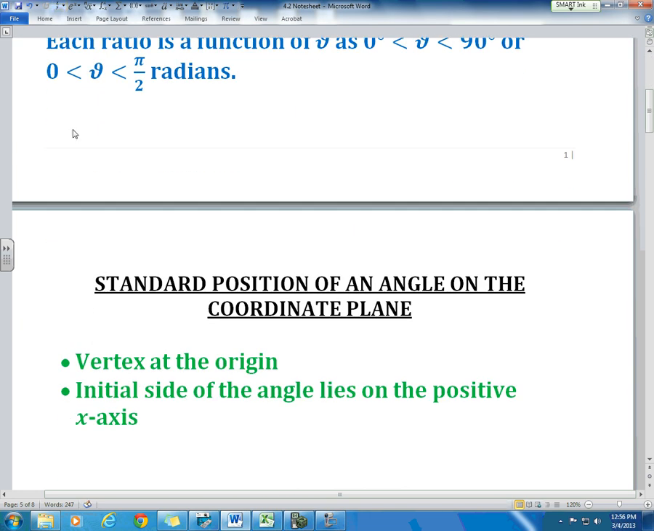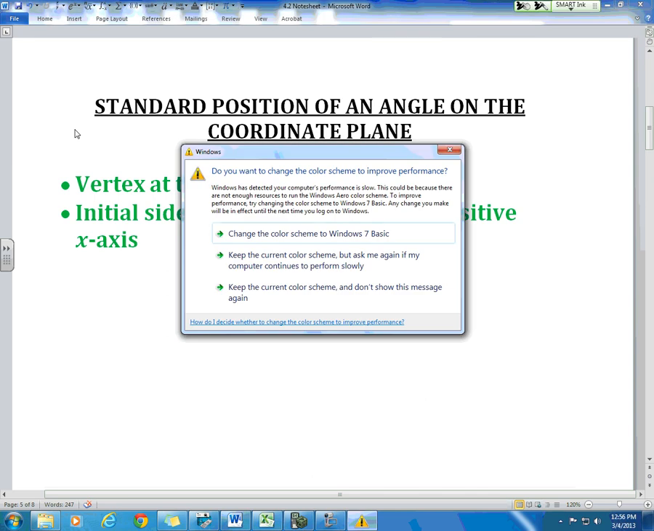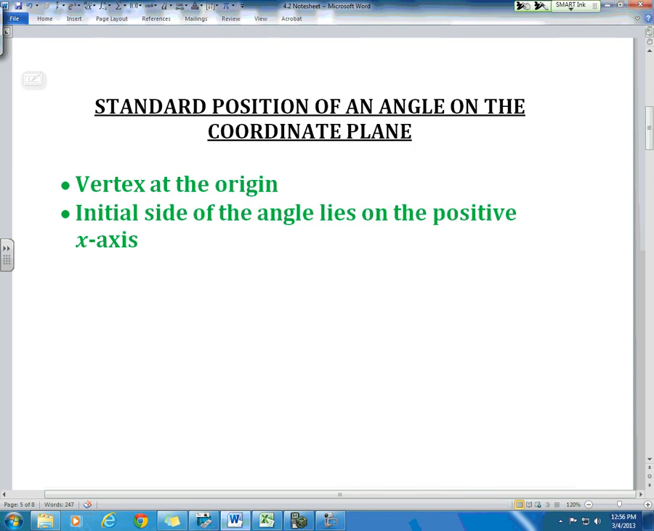As I turn to the next screen, before we get into those 6 ratios, we're going to talk about what it means to put an angle measure in standard position on the coordinate plane. I briefly mentioned in the video in 4.1 that we can have angle measures that go beyond 360 degrees or angle measures that are actually negative. So I want to illustrate that a little bit here with what's called the standard position of an angle on a coordinate plane. We want to make sure that all of our angles have the same setup when we draw an angle.